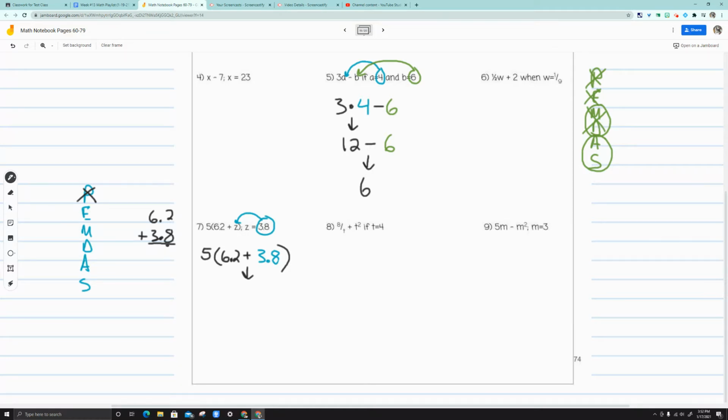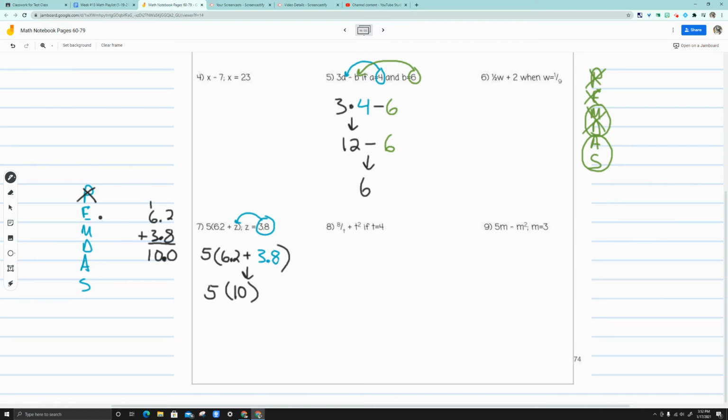So I'm going to add these up like I would normally add up any 2-digit or 3-digit numbers, right? So 2 plus 8 is 10. Carry the 1. 1 plus 6 is 7. Plus 3 is 10. And then I drop the decimal right down. Decimal goes right down into the same place value it was. And so we will have instead 5 times 10.